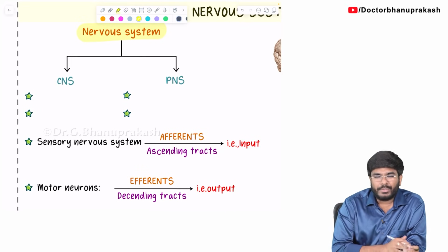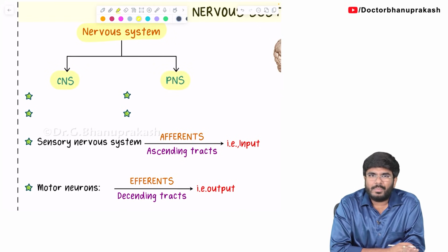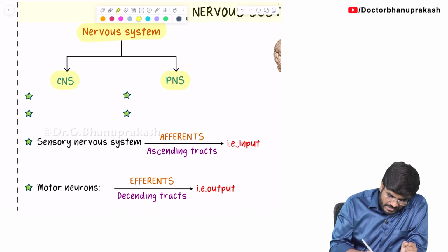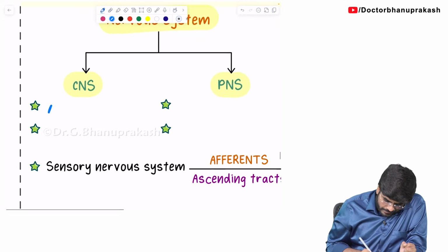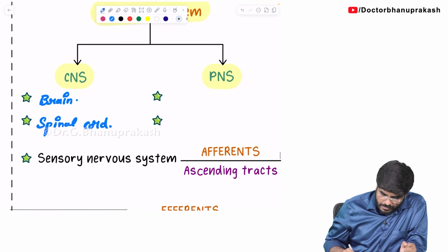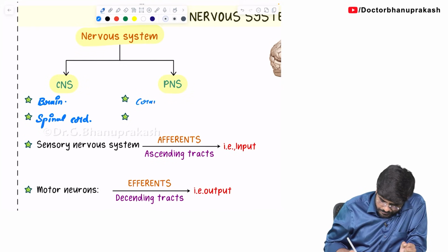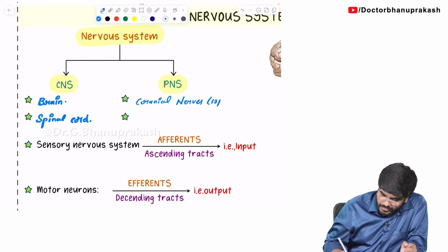Nervous system is mainly divided into two parts: central nervous system and peripheral nervous system, everyone knows. What's the difference between them anatomically? Central nervous system includes your brain and spinal cord. Then peripheral nervous system includes your cranial nerves. How many? 12 pairs of cranial nerves are there, and spinal nerves. How many spinal nerves? 31 pairs of spinal nerves are there.